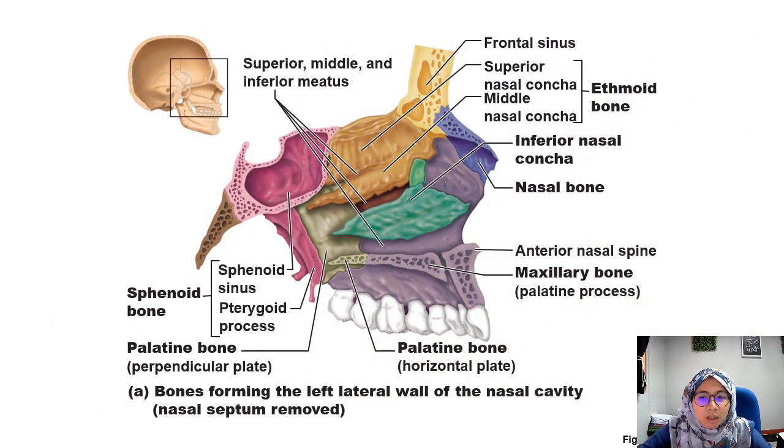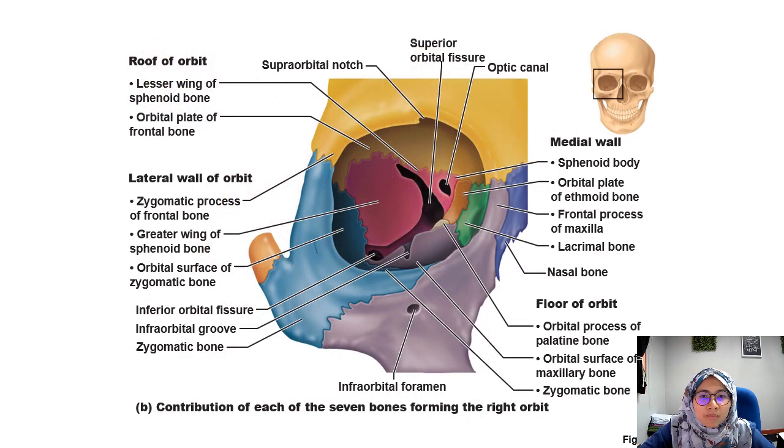This is the nasal cavity, the bones that form the nasal cavity. You can see several bones here: sphenoid, palatine, maxillary, nasal, inferior nasal concha, and ethmoid. So these are the bones that form our nasal cavity. And then this is our orbit cavity, our eyes. Several bones also form this orbit cavity, which is why it is called a complicated bony region.